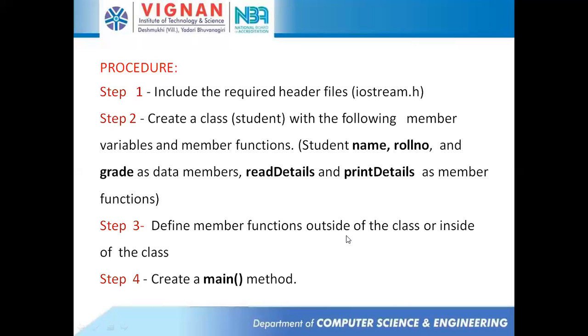Suppose if you want to define the member functions outside of the class here, so you need to declare the member functions inside of the class and define it outside of the class here, right? So here the member functions which we need to define are read details and print details, right? So after member function definition is over, then create a main method. That is a main function because the program execution begins from the main itself here.